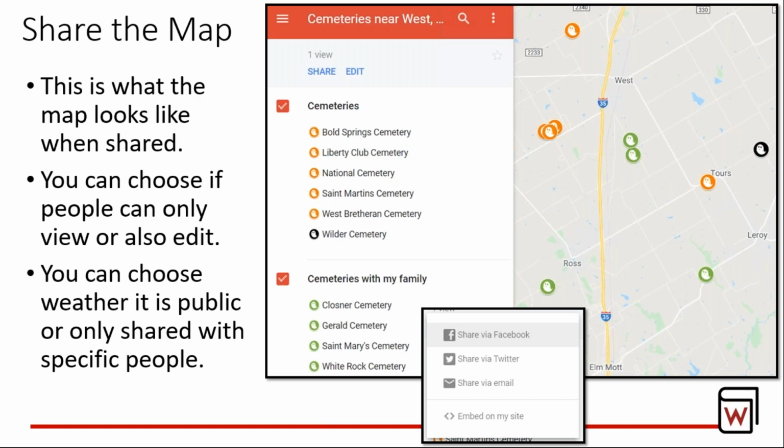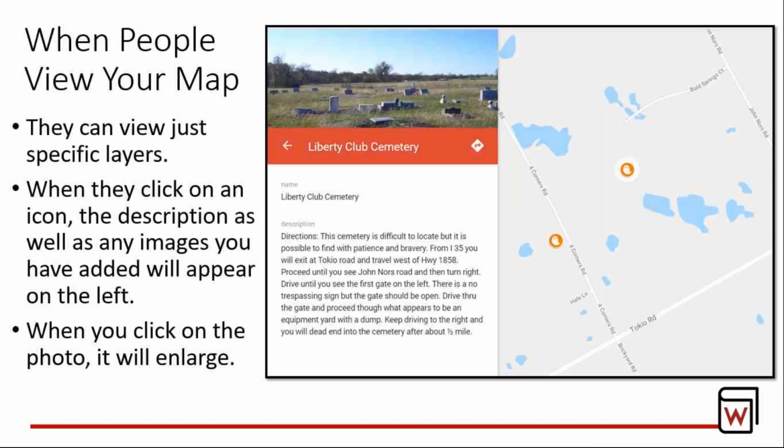So if you have a family website or blog, you can upload your map to your website so that people can view it there. When people view your map, they can view specific layers or they can view the entire map. And when they click on an icon, the description as well as any images that you've added are going to appear on the left-hand side of the screen like you see here. And then you're able to click on those images and it'll blow up so you can see more detail.